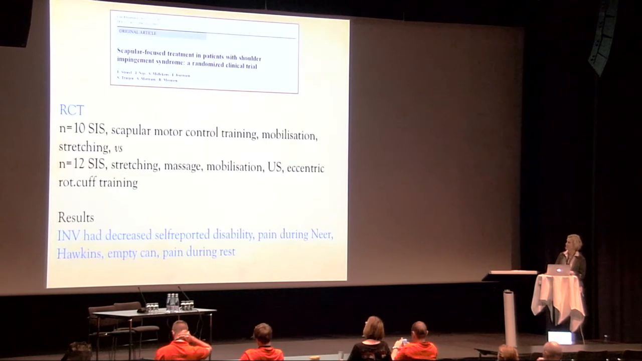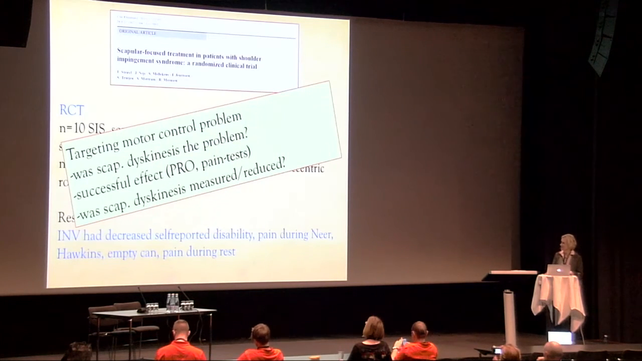So we don't really know from that study, maybe he can comment on it afterwards, was scapular dyskinesis the problem? There was a successful effect on patient-reported outcomes and pain-provoking tests, but was scapular dyskinesis measured and reduced? We're not sure about that.